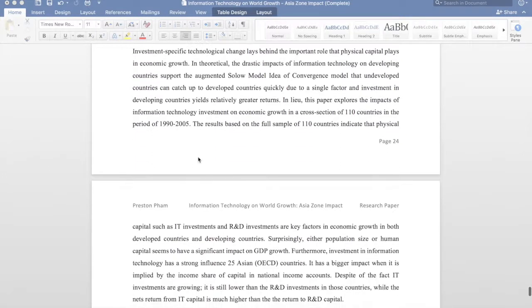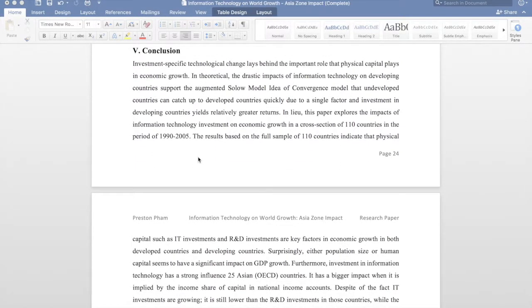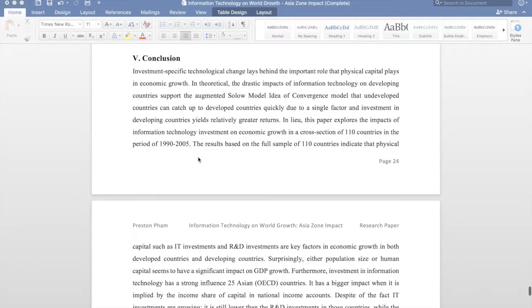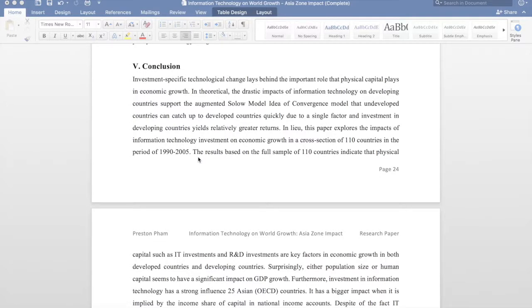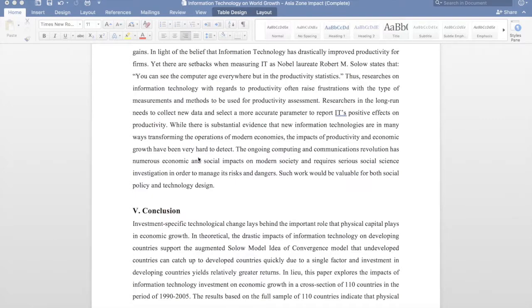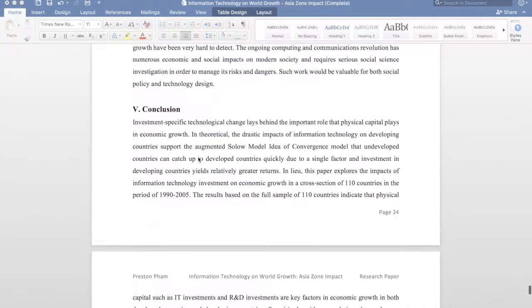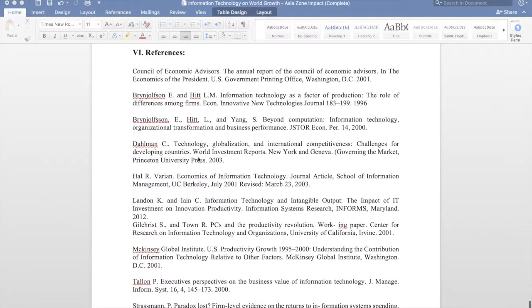And lastly, as my conclusion, I just summarize what my findings are and wrap up this paper with some relevant information. And then down here will just be my references.